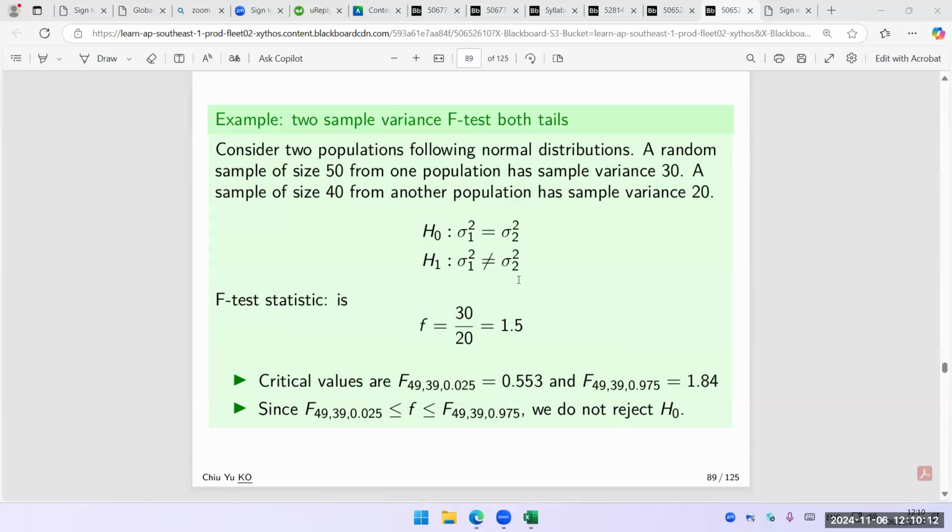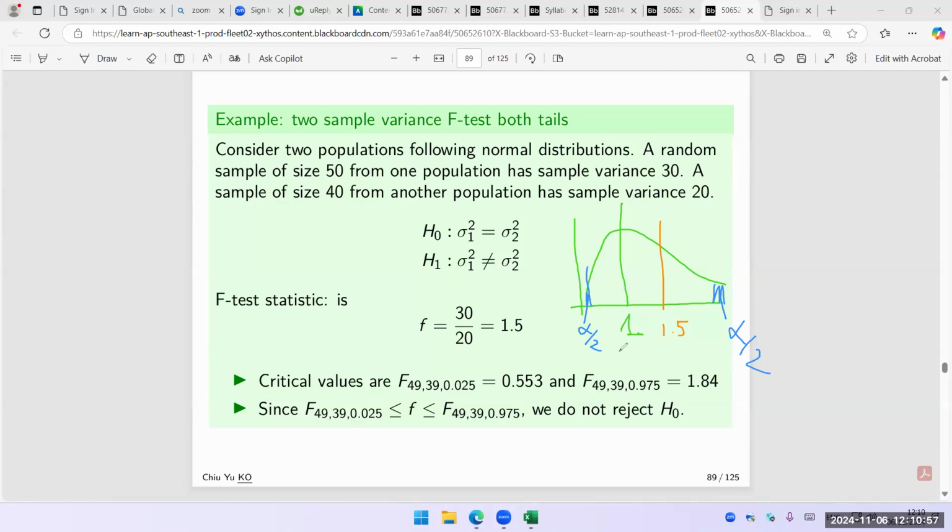Okay, so the question is like this. You look at this, under the null, it should be somewhere near 1, right? And the question would be, okay, now it's 1.5. Is it far away from 1? Again, I have to look at this alpha over 2 here, and alpha over 2 here, and check if the actual orange is in the blue region or not. If in the blue region, that's far away, reject. If not, don't reject.